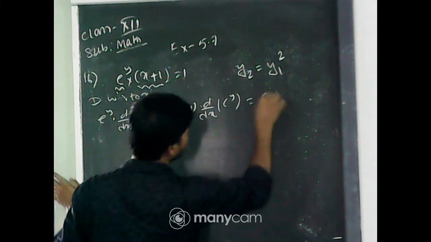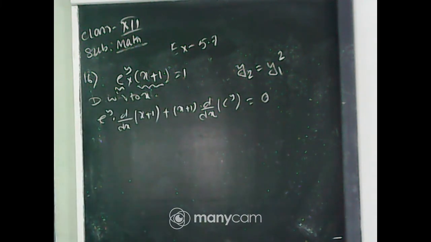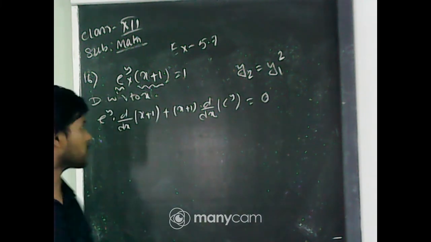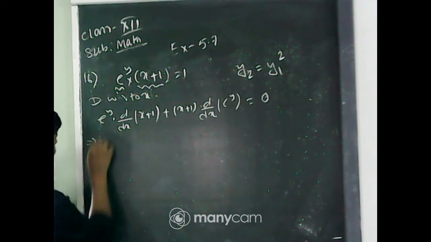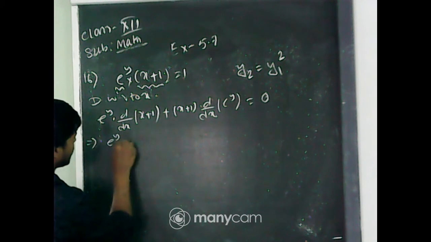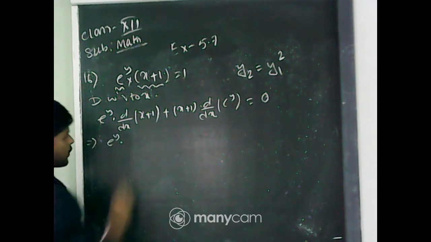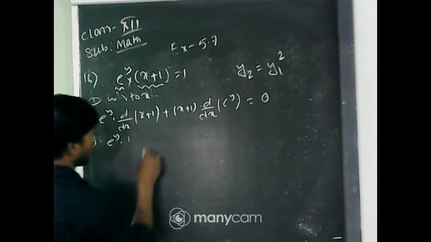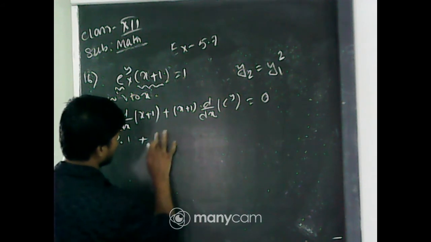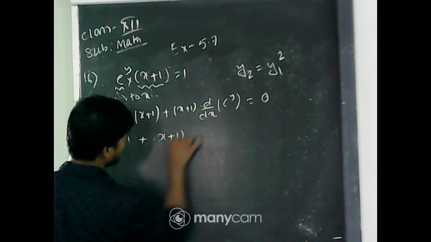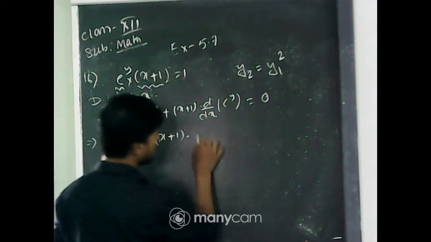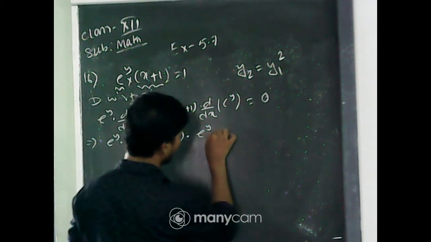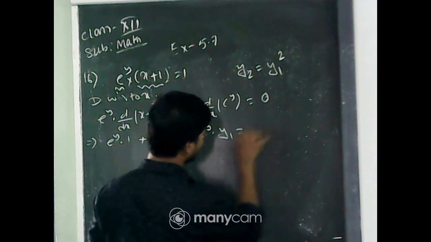That will be the derivative of 1, which is equal to 0. We know that the derivative of any constant function is equal to 0. 1 is constant, so its derivative is 0. That means e to the power y into the derivative of x plus 1 is equal to 1 plus x into the derivative of e to the power y with respect to x, which is e to the power y into y1, that is equal to 0.